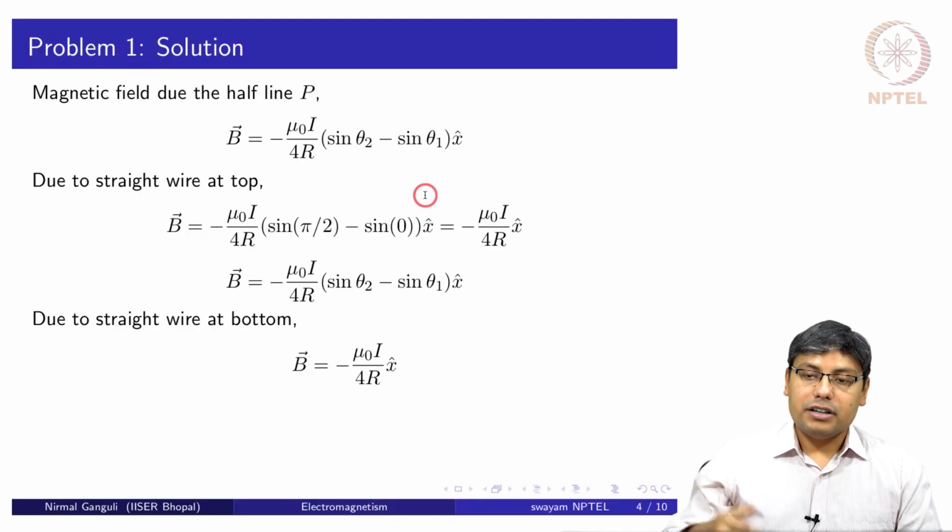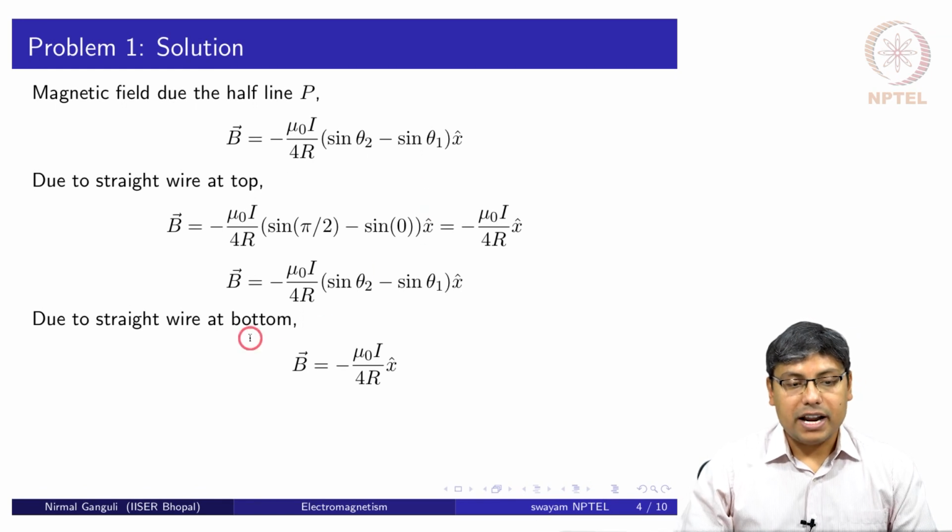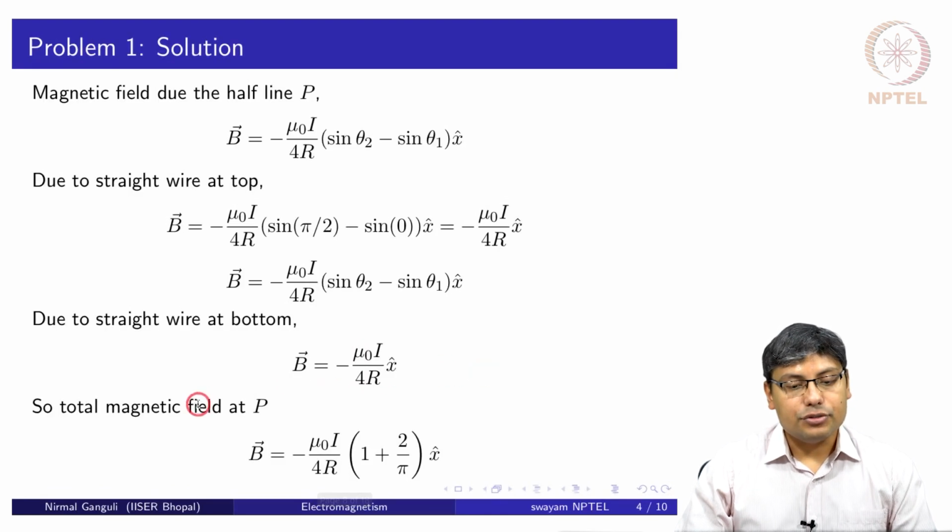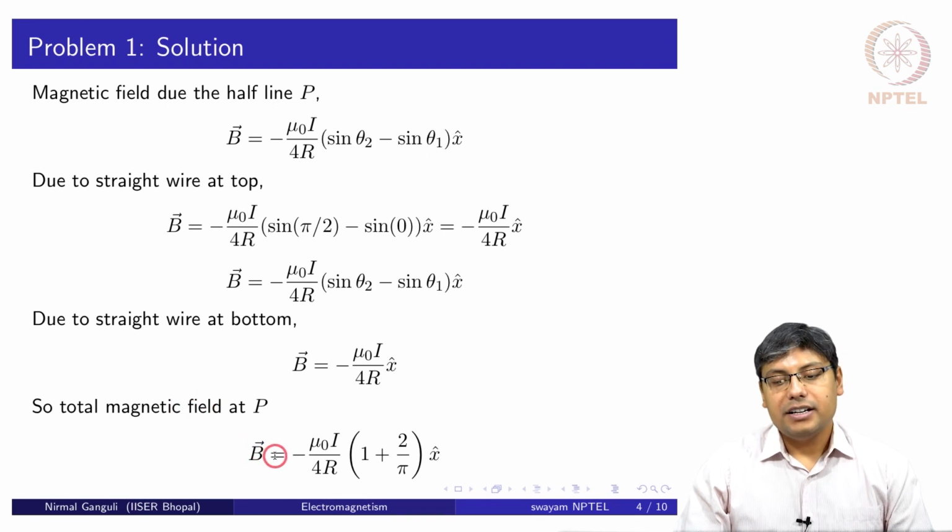For the bottom wire, it would be the other way around, and you will have the magnetic field B equals minus mu naught I over 4 pi R x cap. So if you add everything, adding all contributions, the magnetic field would be minus mu naught I over 4 R (1 plus 2 over pi) x cap. So this is the solution to the first problem.